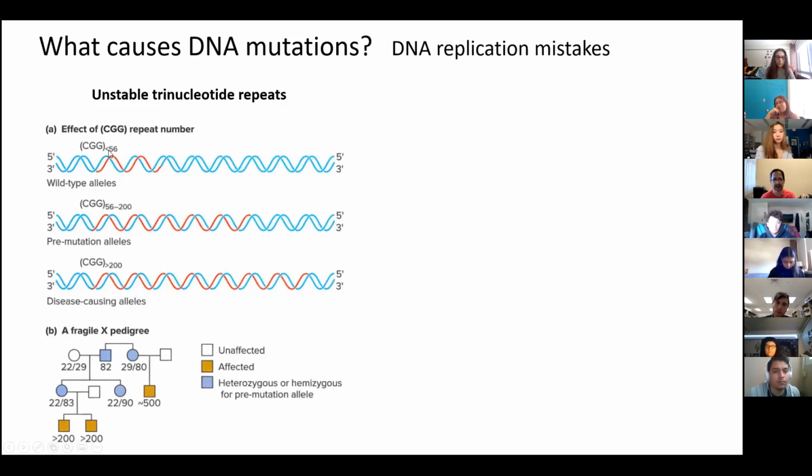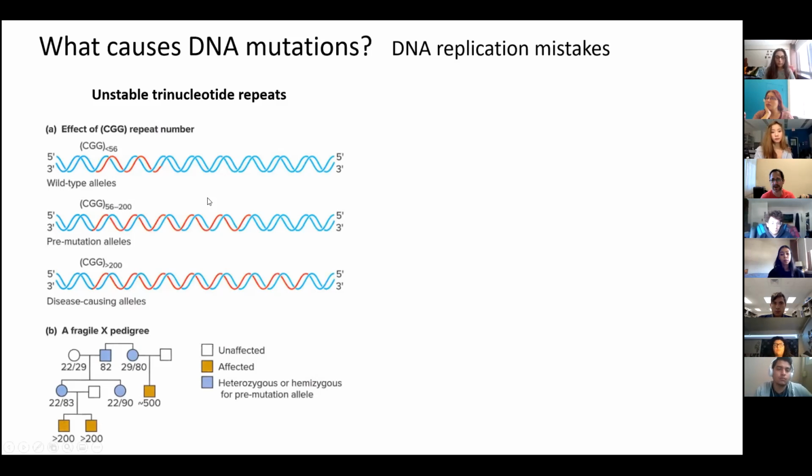So here you have an example with the wild type alleles, where we have less than 56 repeats of CGG. Then we have what we call the pre-mutation allele, where instead of less than 56, we can have between 56 up to 200 copies of that trinucleotide. And then we have the disease-causing alleles, where we have more than 200 repeats of this CGG repeat.